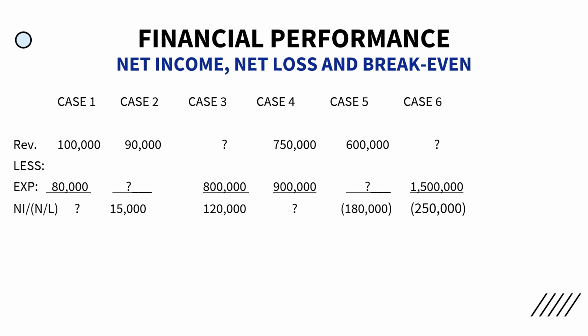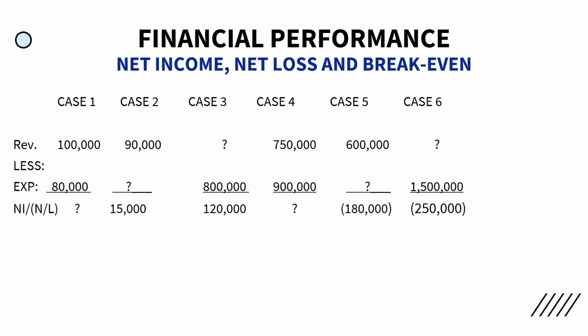So the net income is to be computed, deduct. So you have positive 20,000. So that's net income because revenues is higher than 80,000. So case 2, revenue is 90,000 and there is a net income of 15,000. So therefore, expenses is lesser than the revenues. So 90 minus 15, then revenue, then expenses is 75,000 here.